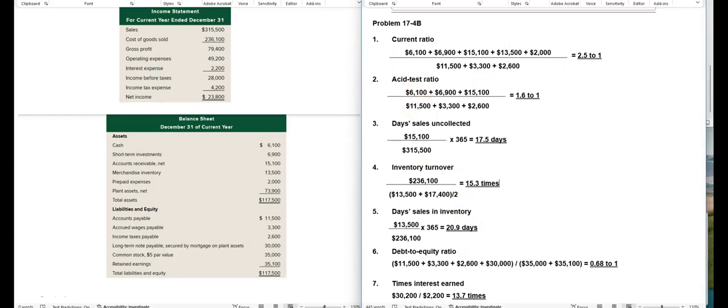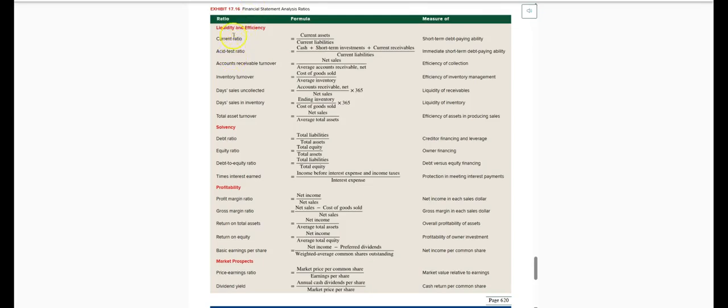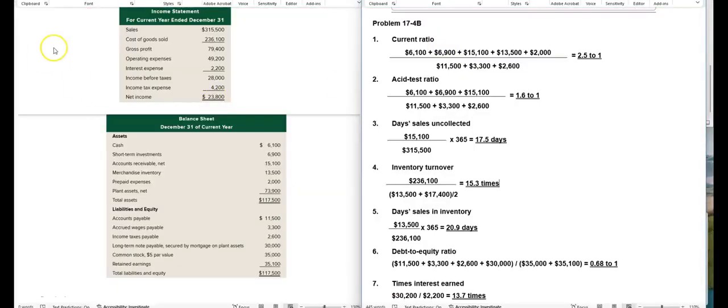Acid test ratio. Cash, short-term investments, and current receivables divided by current liabilities. Going back, I can see my cash, short-term investments, and accounts receivable, divided by my current liabilities. I come up with 1.6 to 1.